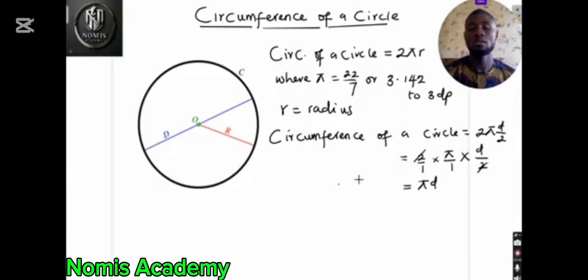So whenever the radius is not given, what we do is multiply pi by the diameter given. So the circumference of a circle can also be given as pi d. Let's take some examples.